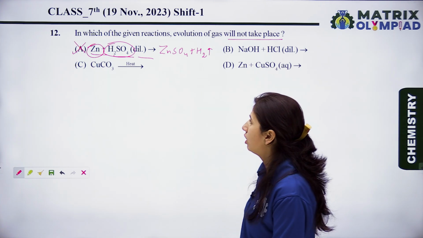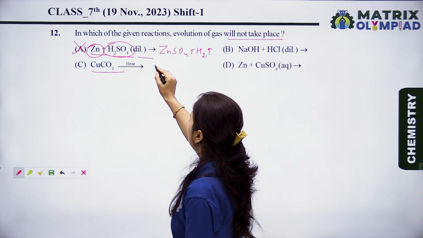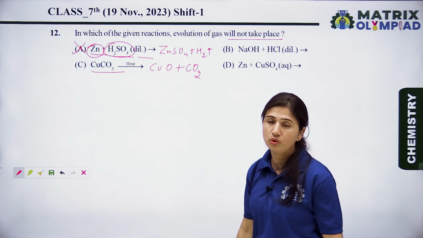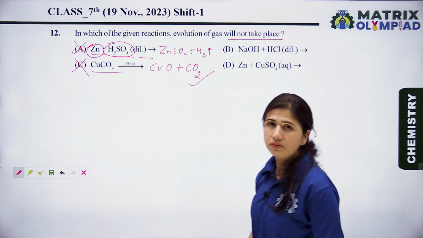Now let's see option C, CuCO3. When we heat CuCO3, it produces CuO plus carbon dioxide. So it also evolves a gas. So it's also a wrong option.